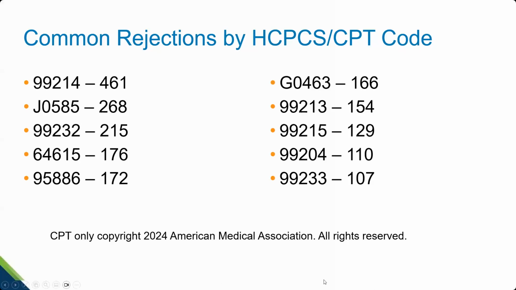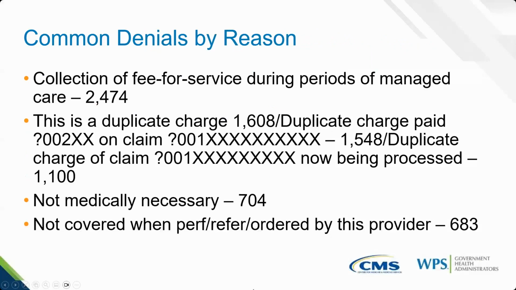I just talked about reasons. I want to talk now about denials. Collection of fee-for-service during periods of managed care. This one's a little cryptic, and I'm not going to lie. A lot of these reason codes that print out on your remittance advice are a little cryptic.